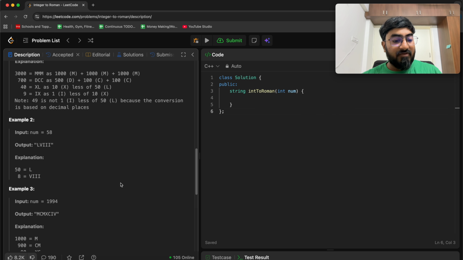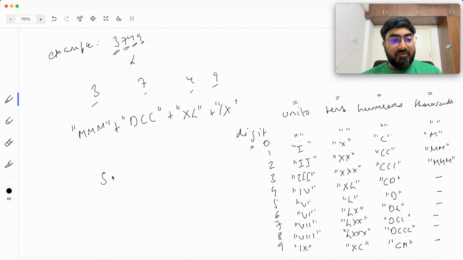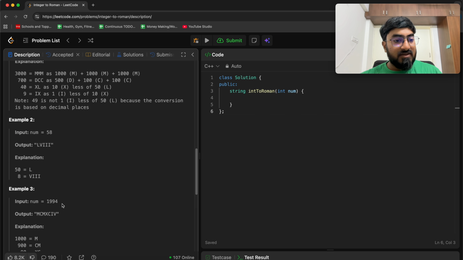say 58. Okay, so 58 has 5 and 8. This is units digit and this is tens digit. So 8 at units will give me VIII. Okay, and 5 at tens will give me L. So LVIII. Okay, so LVIII.